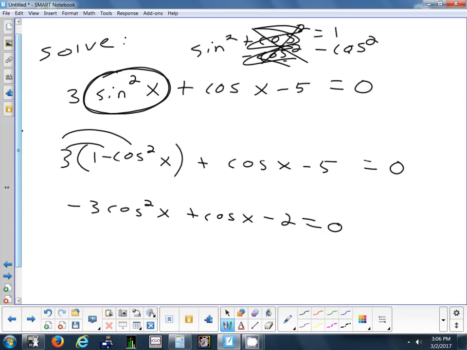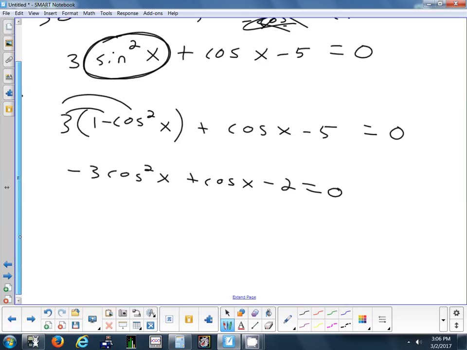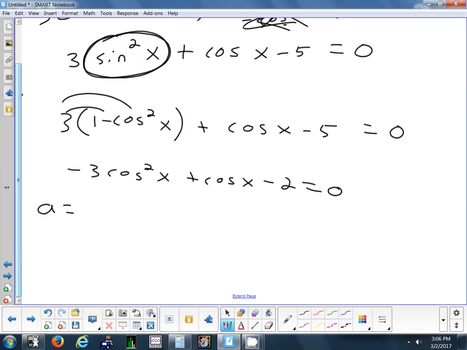Okay, now we've got a quadratic that is the way we like it, something squared, and then the same something. They're both cosines. If I was going to factor this, I wouldn't want the negative in front of the 3, so I would divide everything by negative 1. But since I'm going to use the quadratic formula to solve it, I don't care if there's a negative in front of the square term. That's fine.